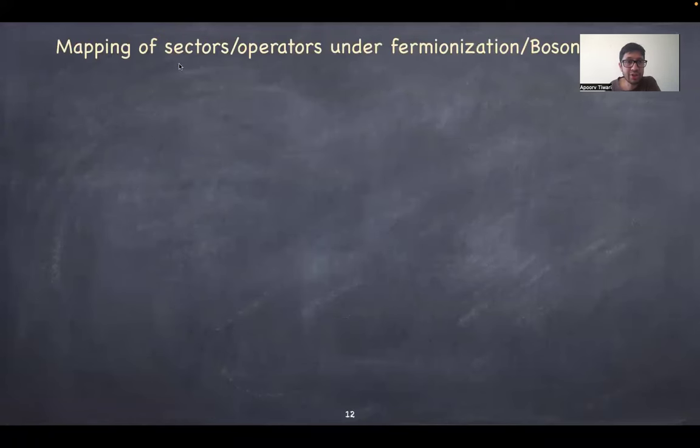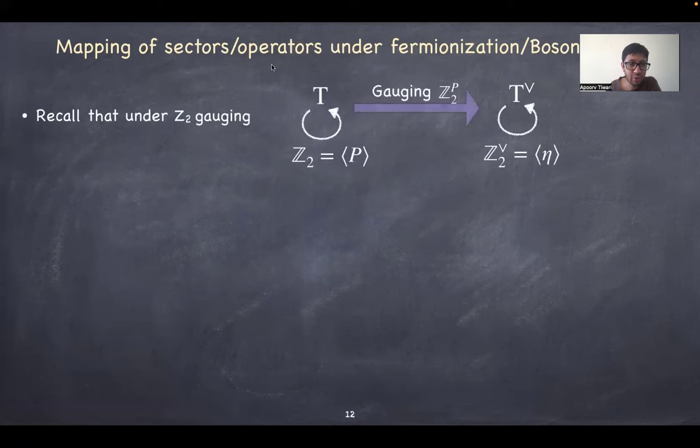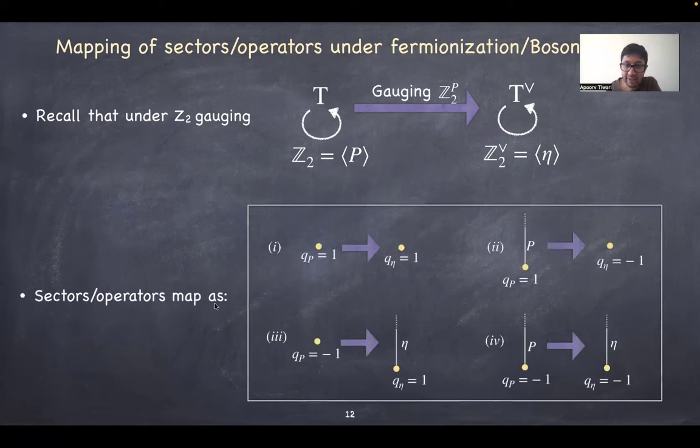So it's useful to see how the sectors, states and operators map under such a fermionization. But to do so, let's just quickly recall how states and operators map under Z2 gauging. Let's say we just have a Z2 symmetry, gauge it. There's a dual symmetry, which has a dual Z2 symmetry generated by eta. And the way the states and operators map, there's a local uncharged operator, which maps to the trivial local uncharged operator. Twisted sector maps to the charged sector, charged sector maps to twisted sector, and charged twisted maps to charged twisted.